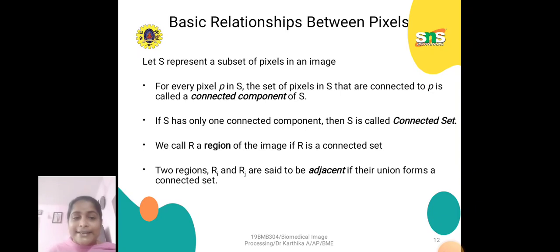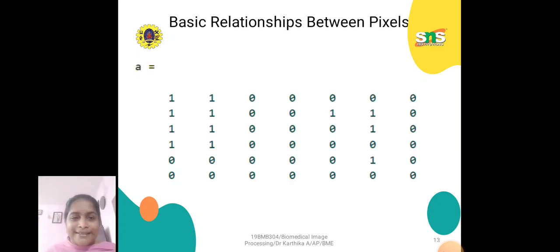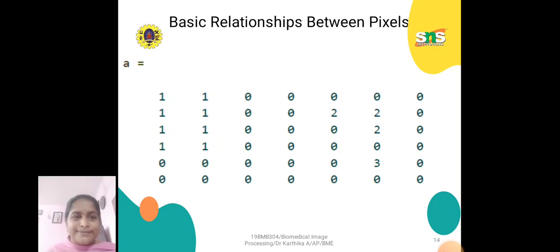We call R a region of the image if R is a connected set. See, 2 regions Ri and Rj are said to be adjacent if their union forms a connected set. Regions that are not adjacent are said to be disjoint. See here, the examples are shown.